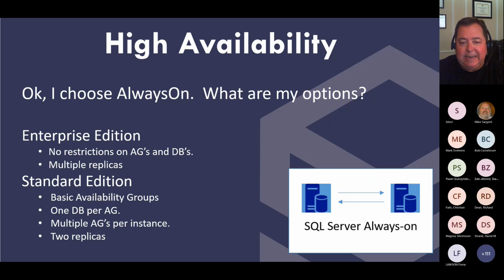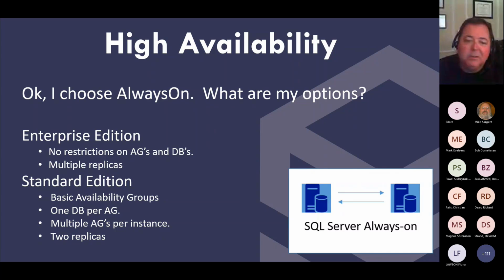But I do want to call out Standard Edition does support something called basic availability groups, but the restriction is one database per AG. At first everyone said, oh, I can't use it then, because I've got the OpsDB, I've got the data warehouse, this isn't going to work. However, we do support multiple AGs in a single instance. So you could have the OpsDB in one availability group and the data warehouse in another availability group. You're also limited to only 2 replicas.